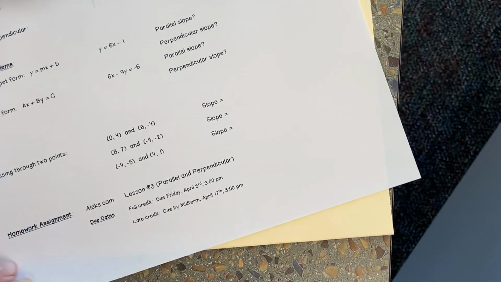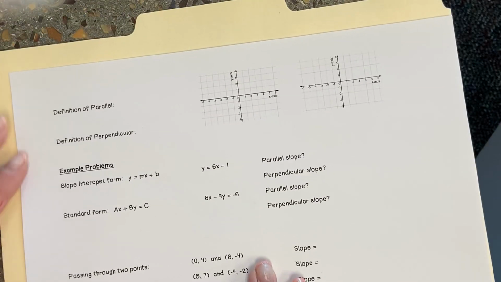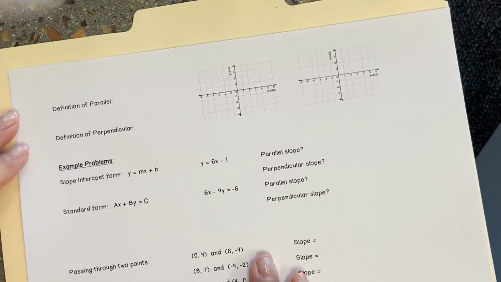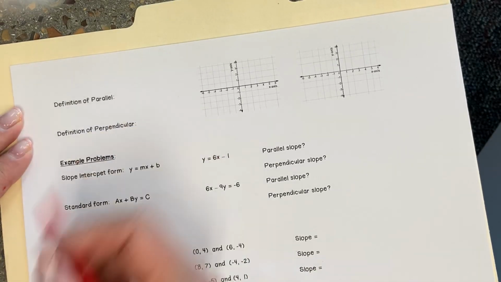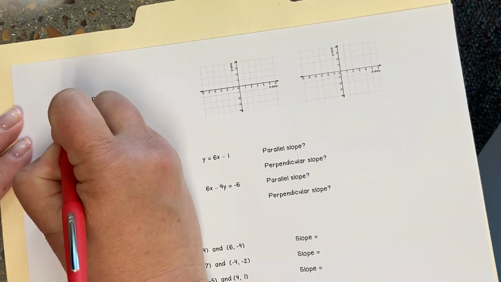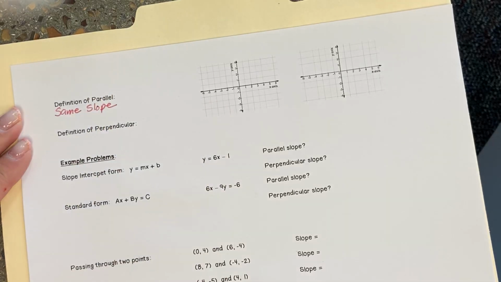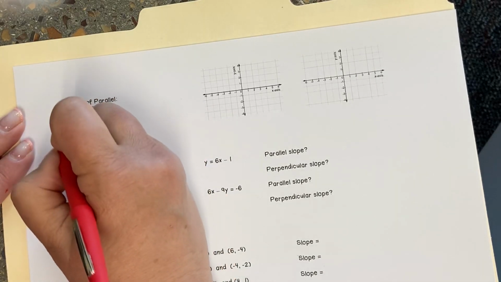Okay, page 2. Like I said, this is a review. You guys should be good at this. So parallel. Two parallel lines have the same slope, but they must have a different y-intercept.